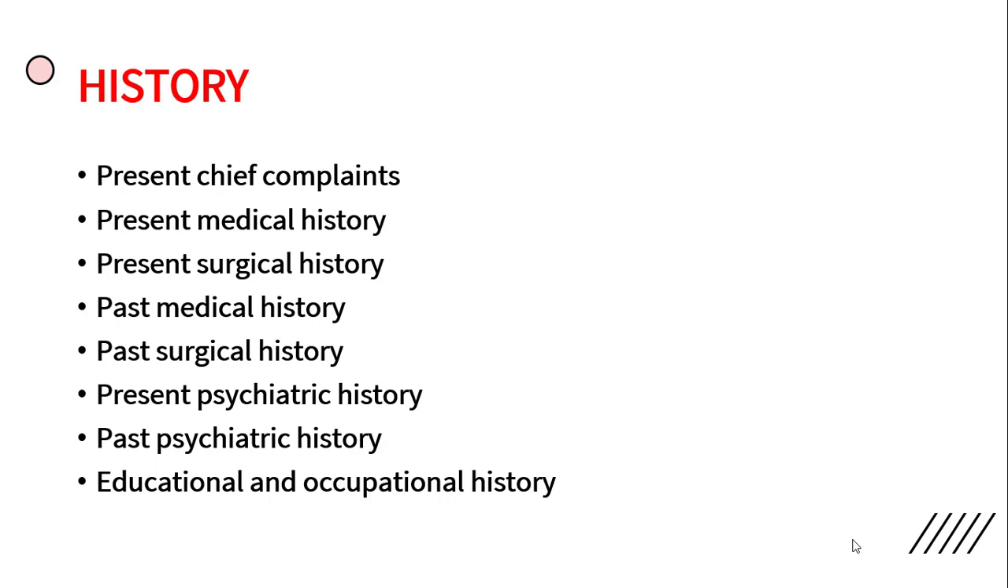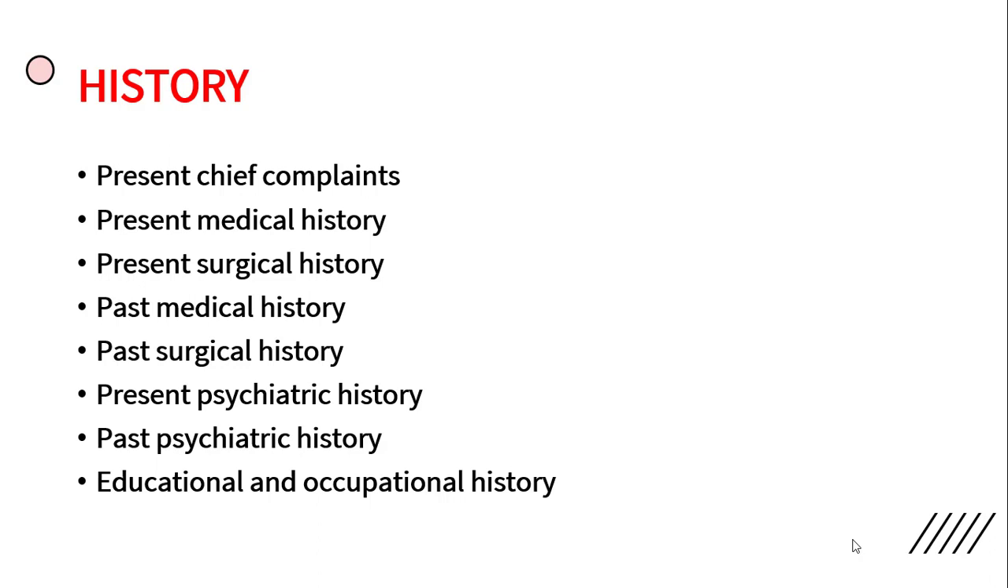Next is present psychiatric history. That means the present condition of the patient, how the patient is behaving, normally or in an abnormal way, sound or unsound, that you have to write under present psychiatric history. Then past psychiatric history: whether the patient has undergone treatment or hospitalization for any psychiatric problem, you have to clearly mention it under past psychiatric history. And if there is none, you can write no significant history of past psychiatric history.